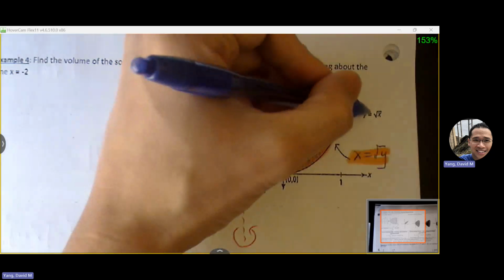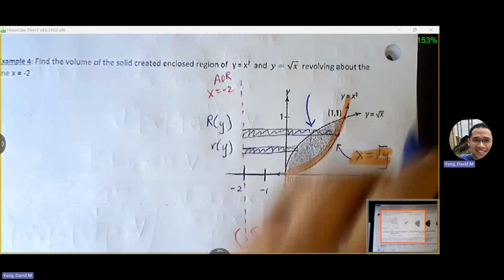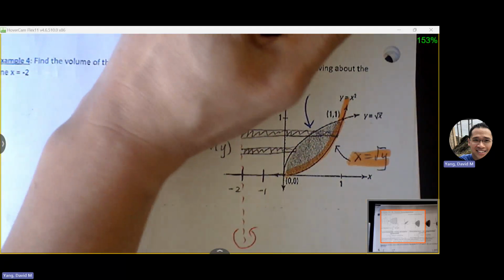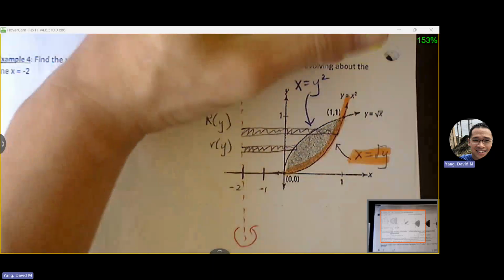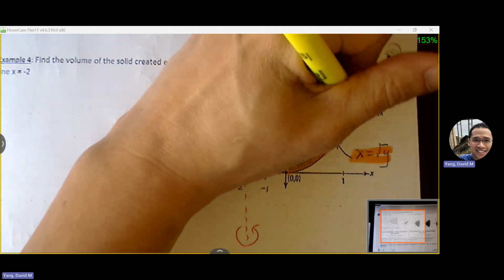All right, this other equation, y equals root x, if I solve for x, I would square both sides. So x equals y squared. So x equals y squared is going to be this other curve that formally we call y equals root x.